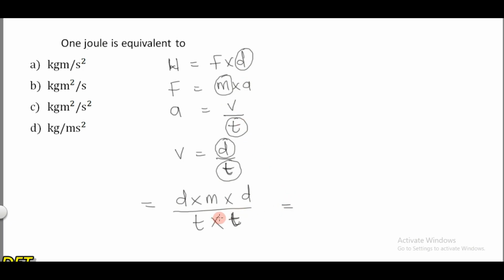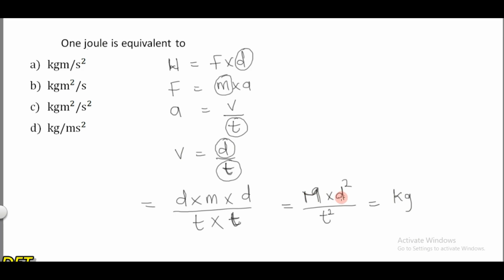So if we arrange it better, this will be equal to M times D squared. This will be D times D. D times D will give us D squared. So that will be M times D squared over T times T will give us T squared. So this will be equal to, the SI unit for measuring mass is what? Kg. So that will be kg, kilogram. That's the SI unit for measuring mass.